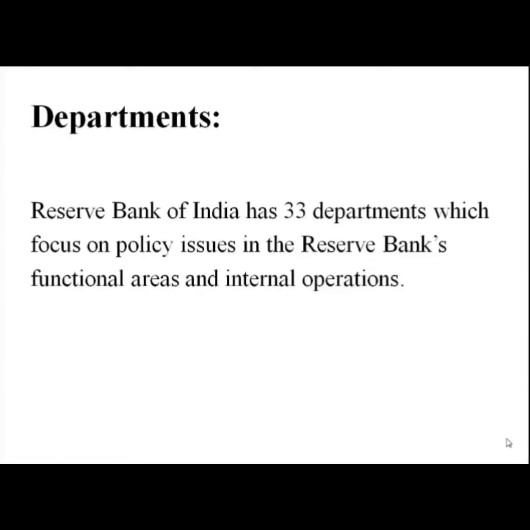Then we talk about the departments that operate at the bottom level of the overall structure of the RBI. There are 33 departments that have been given different mandates. For example, there are departments for supervision, currency management, payment and settlements, foreign exchange, monetary policy, etc. These departments are responsible for various functions and internal operations of the RBI.